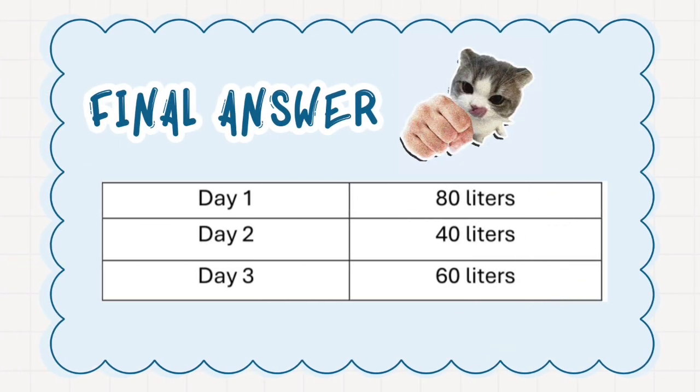Based on our calculation using the matrix inversion method, the total water used on each day was: day 1 is 80 liters, day 2 is 40 liters, and day 3 is 60 liters. These values satisfy all 3 original equations, which confirms that our solution is correct. The matrix inversion method has proven to be an effective and systematic approach for solving this system of linear equations.